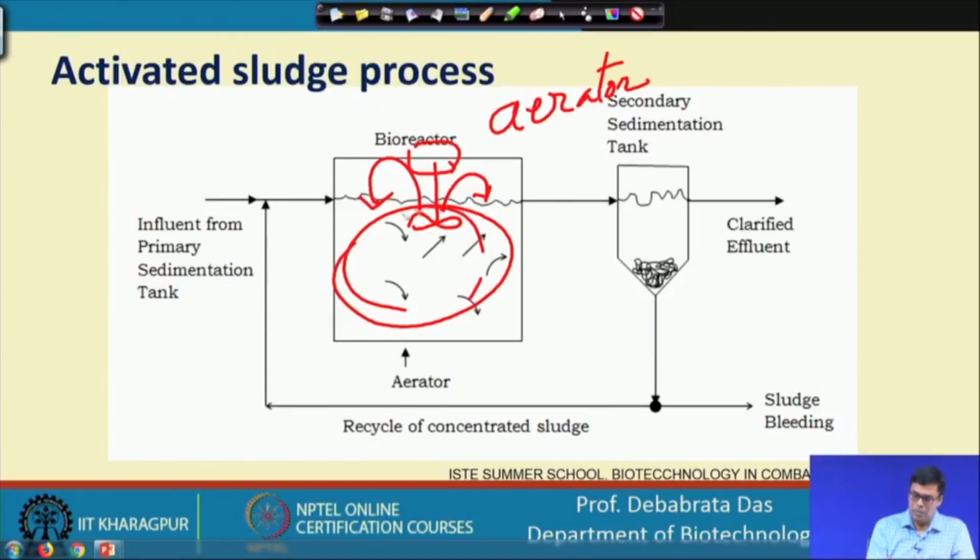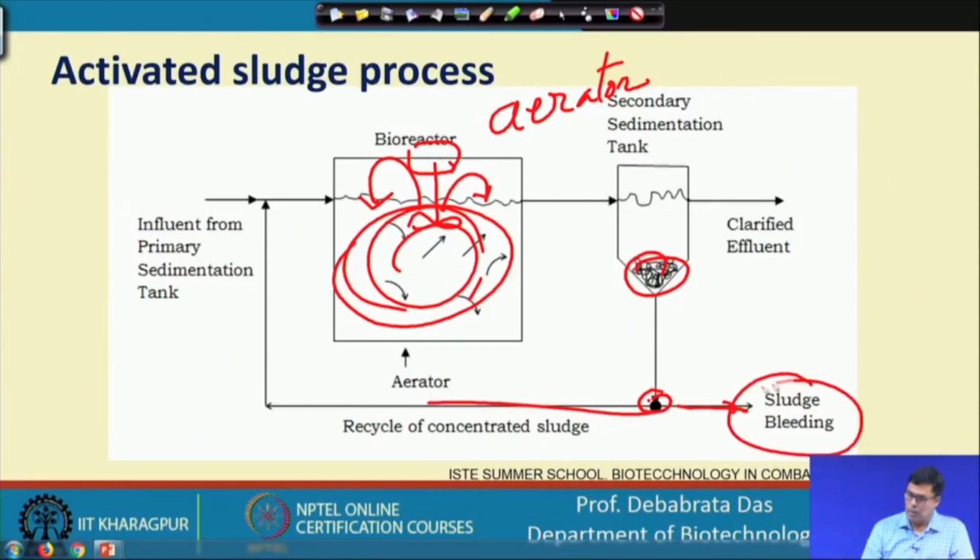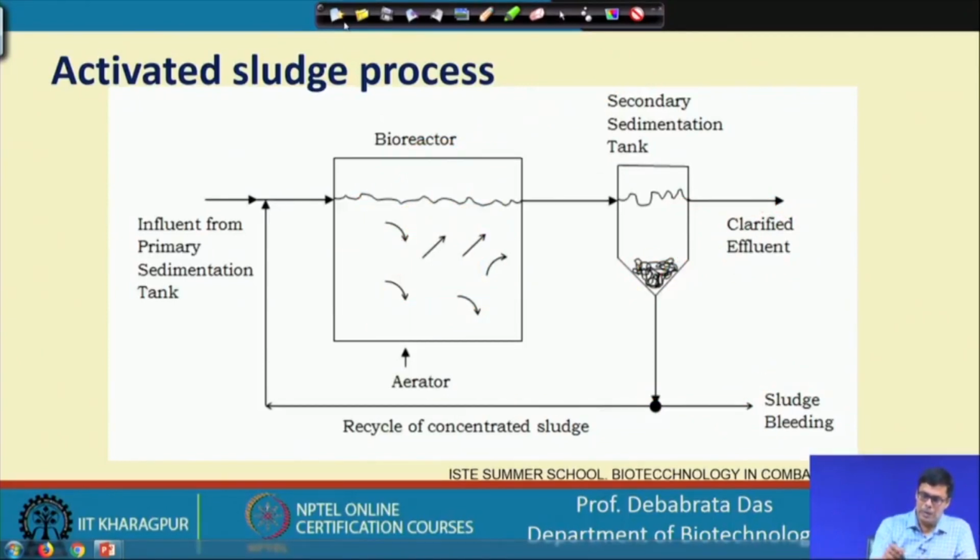After the cell mass production, it goes to the sedimentation tank, where you separate the cells. A part of the cells you can recycle back, and some of the cells you take out, what you call sludge bleeding, and the clear water you take at the top, what you call clarified effluent. This is how the activated sludge process looks.